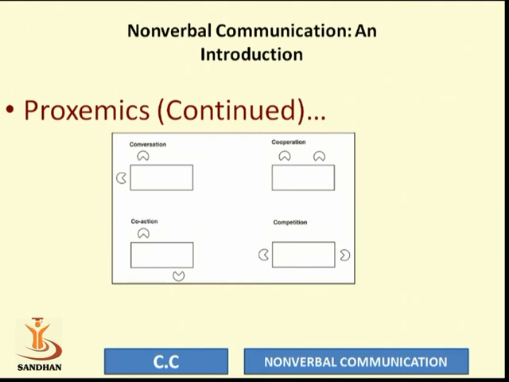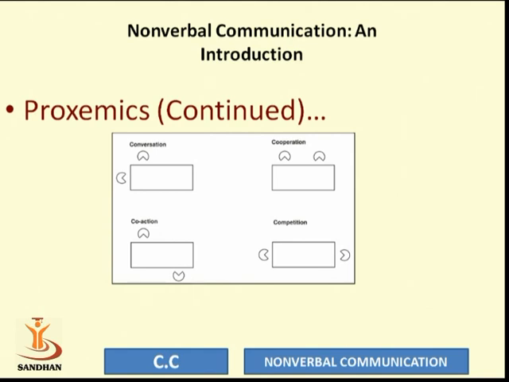Proxemics is also about how we sit. In the first picture, there are 4 situations. In the first situation, there is a conversation going on, and if we are conversing, we usually should sit in that manner. That should be the ideal way, and there would be a fruitful conversation if we sit in that manner. If there is cooperation, we would sit in this particular manner, sitting side by side. We can cooperate in that manner.